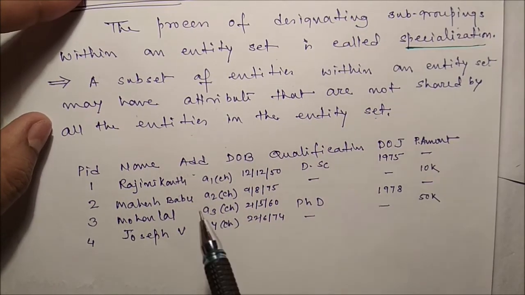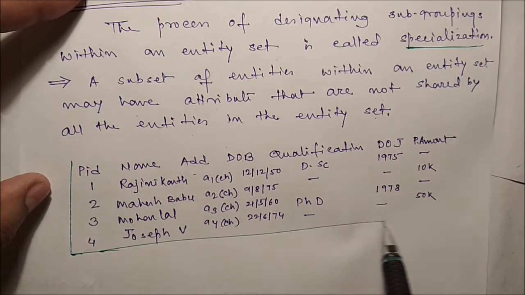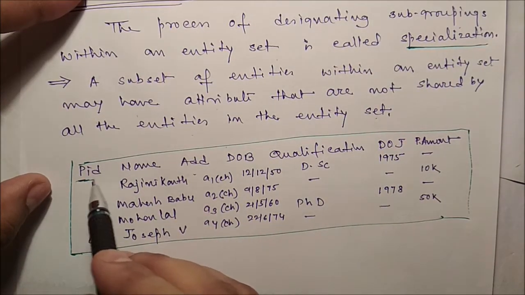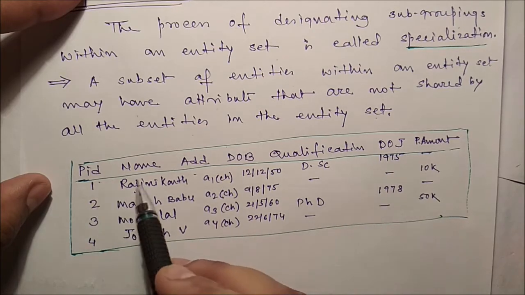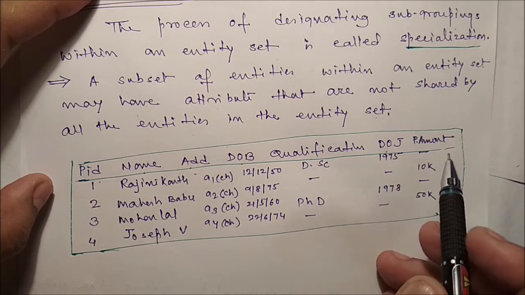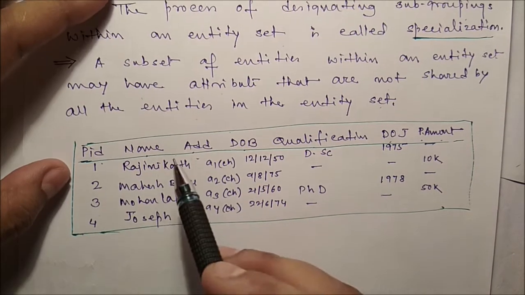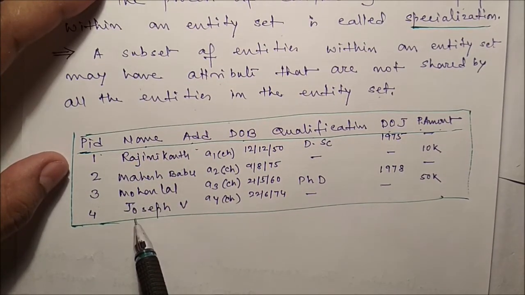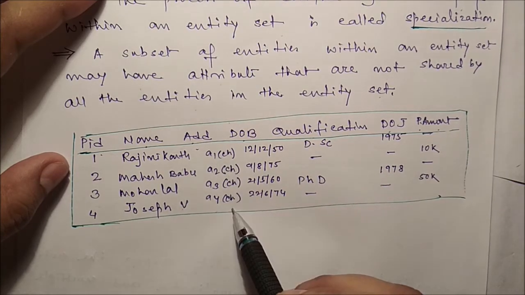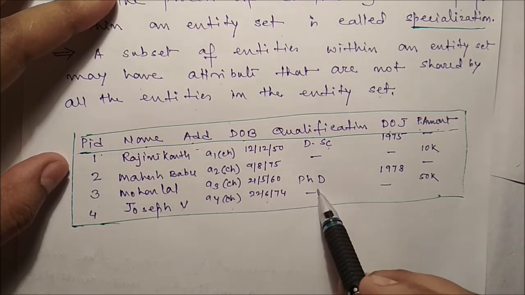Now we can see one simple example. Suppose there is one table. In this particular table, you see a few pieces of information: person ID, name, address, date of birth, qualification, date of joining, and purchase amount. Person IDs 1, 2, 3, 4, names Rajnikant, Mahesh Babu, Mohanlal, Joseph Vijay, and addresses A1, A2, A3, A4, all from Chennai, and these are the dates of birth, and qualification DSc, PhD.